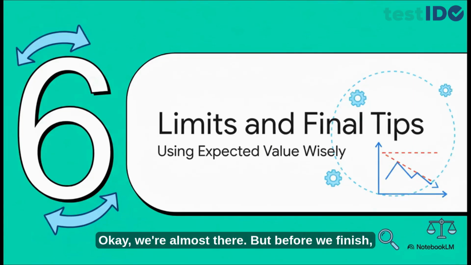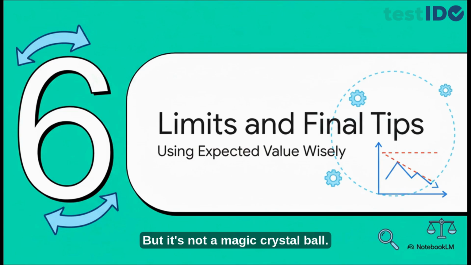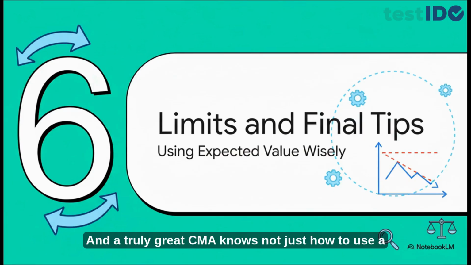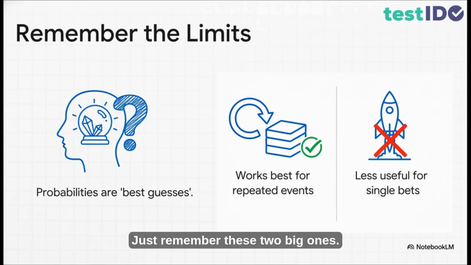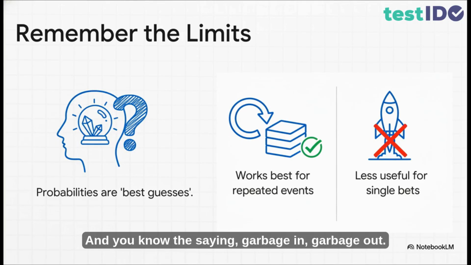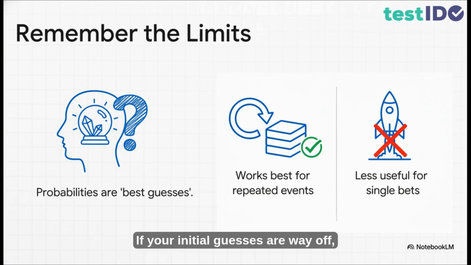Okay, we're almost there. But before we finish, I want to make sure you have a complete picture. Expected value is an amazing tool, but it's not a magic crystal ball. It has its limits, and a truly great CMA knows not just how to use a tool, but when it might not be the best tool for the job. Just remember these two big ones. First, subjectivity. Where do those probabilities come from? They're often just educated guesses. And you know the saying, garbage in, garbage out. If your initial guesses are way off, your final outcome will be meaningless.